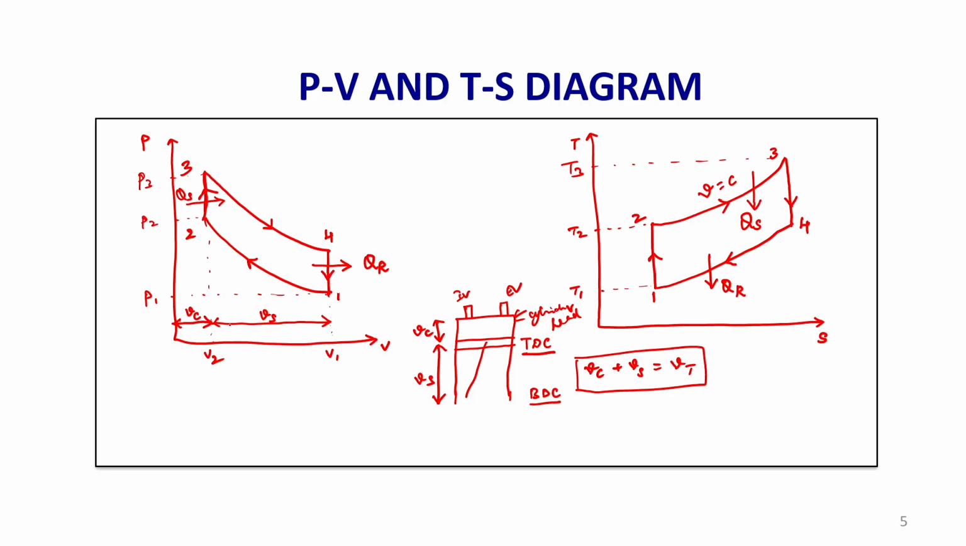So, here the same thing I have shown on the pressure volume diagram. This portion is the clearance volume, that is V2 is equal to V3, because 2 to 3 is a constant volume process, and similarly V1 is equal to V4. So, here V2 is equal to V3, which is nothing but the clearance volume, and this 1 to 2 is the swept volume. The total volume is V1. So, the total volume is the summation of clearance volume and swept volume. So, these basics you should remember.